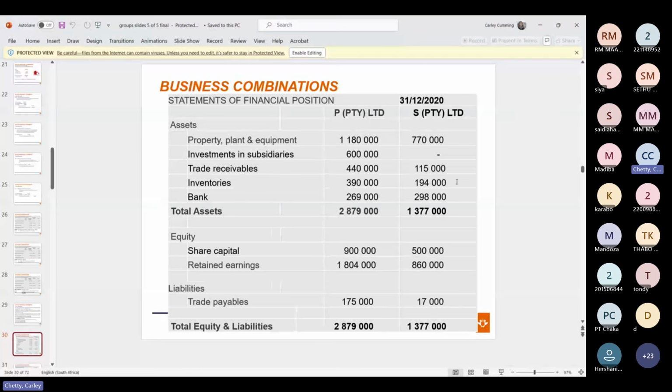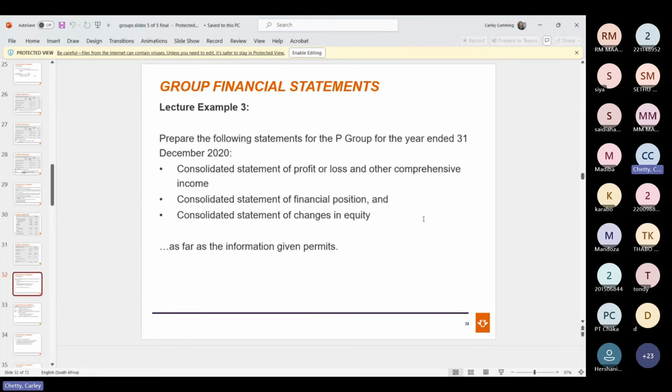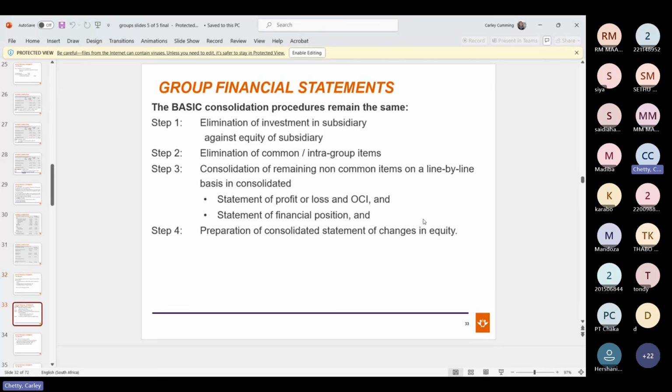So on consolidation, we are going to be adding these together and also performing pro forma journal entries. This is the statement of profit and loss. They have given us P's statement of profit and loss and then S's separate statement of profit and loss. Obviously, to prepare the consolidated financial statements, you need to have the individual financial statements for P and for S. So they're asking us to prepare the following statements for the P group for the year ended 31 December 2020. We have to prepare the consolidated statement of profit or loss and other comprehensive income, and then the consolidated statement of financial position and the consolidated statement of changes in equity insofar as the information permits.